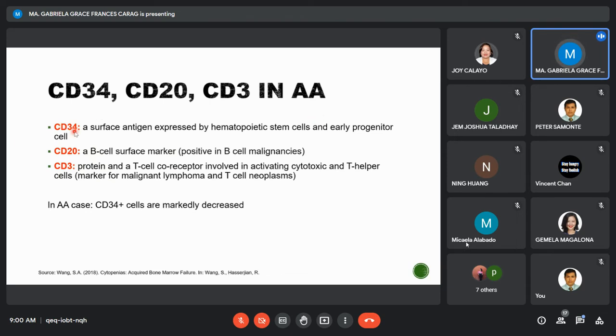So in aplastic anemia, CD34 is markedly decreased because the bone marrow is damaged. Since the bone marrow is damaged, there are no hematopoietic stem cells po. So CD34 is markedly decreased. But in some cases of aplastic anemia, like thymoma-induced cases, CD20 and CD3 can be positive po.